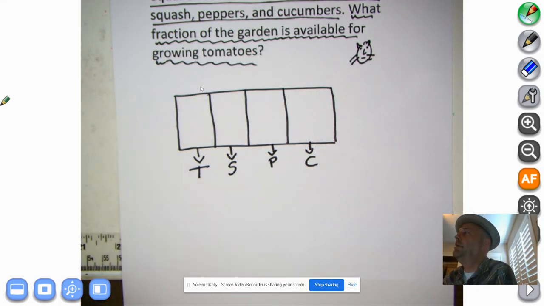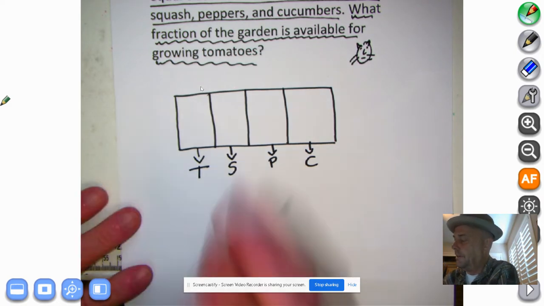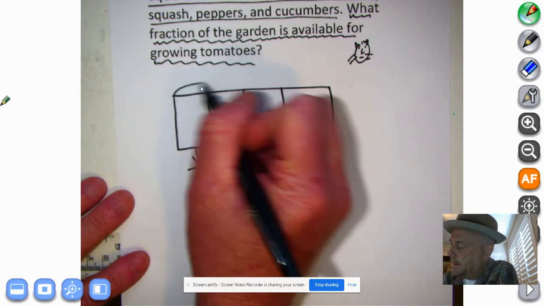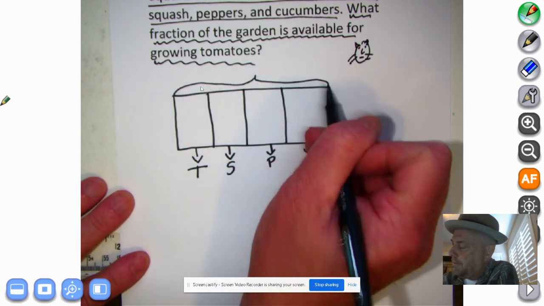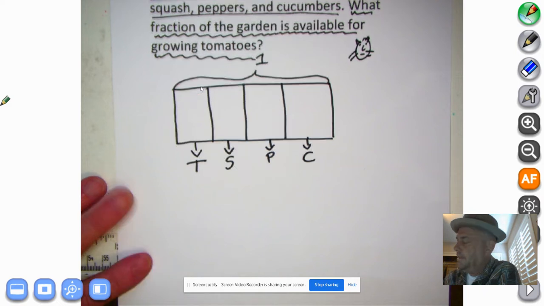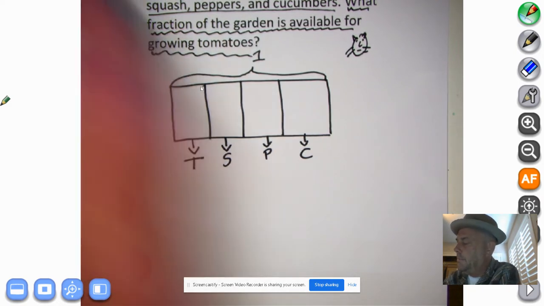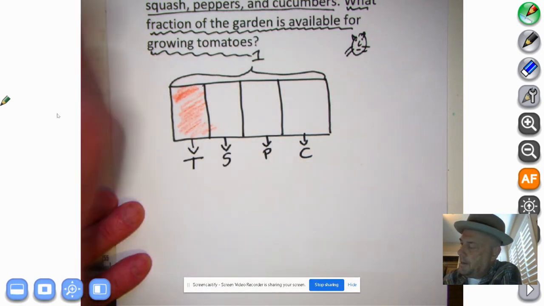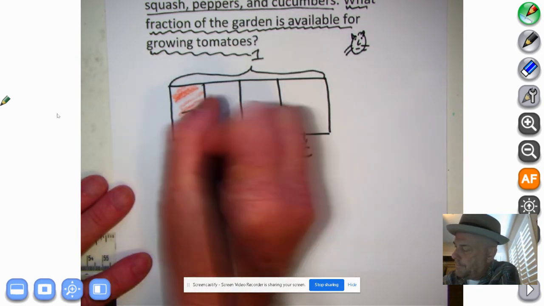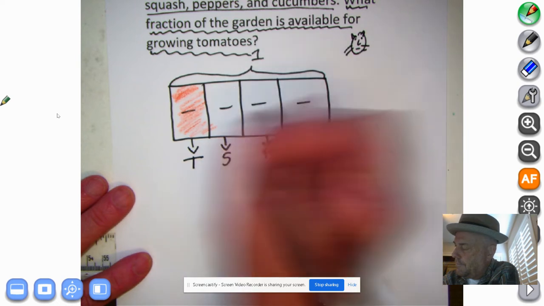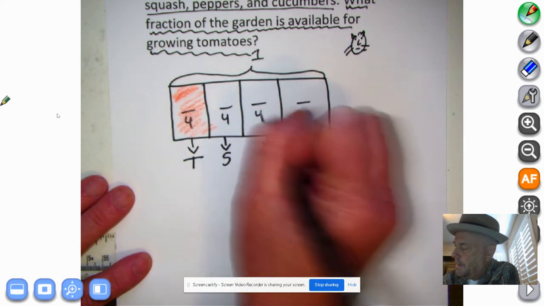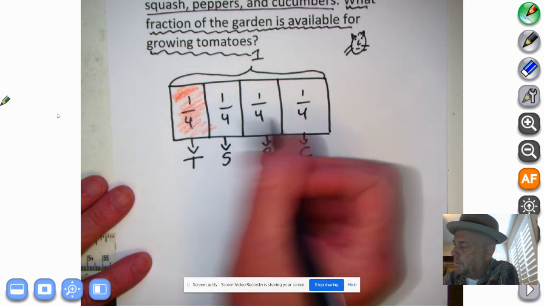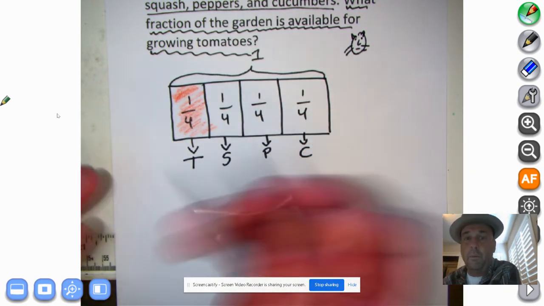All righty. So how much of this garden is relegated or partitioned for the tomatoes? Well, let's think about it. This is the entire garden. One whole, right? So what have we broken it into? Let's shade the tomato part. We know our denominator is 1, 2, 3, 4. And just like our number bonds, I know that's 1/4, 1/4, 1/4, and 1/4. 1/4 plus 1/4 plus 1/4 plus 1/4 equals 4/4, or 1 whole.